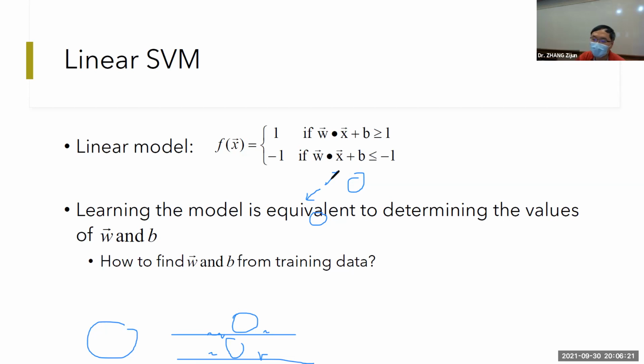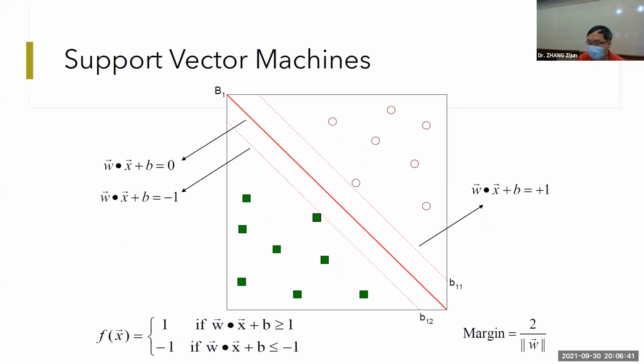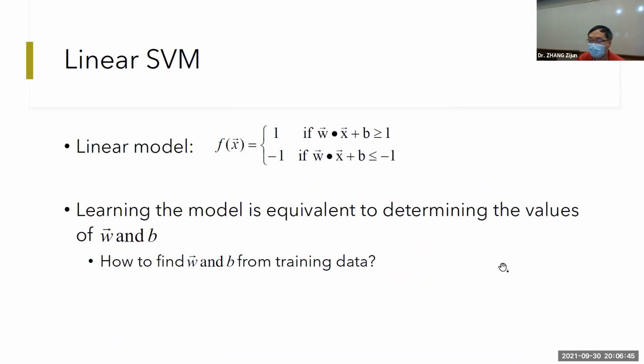Then how can we do the training of SVM? The training of SVM is to determine the weight and the bias. So we need to determine the best W and b. And how can we determine the best W and b? We know that we need to maximize this margin, this area.